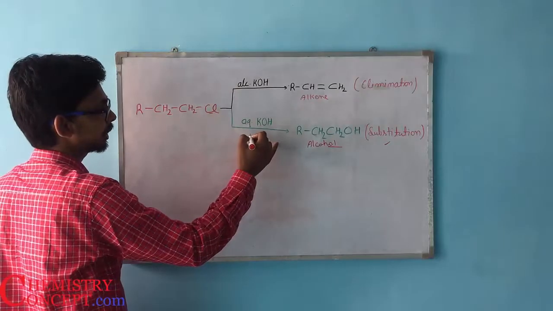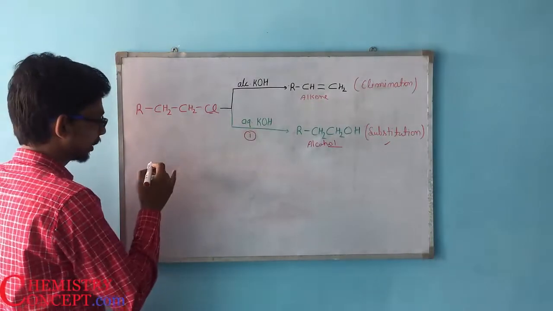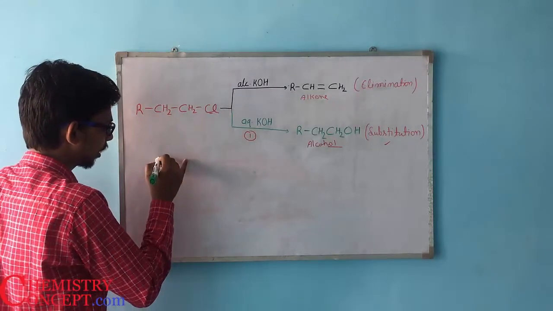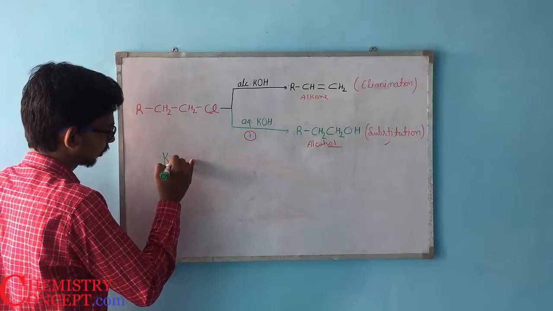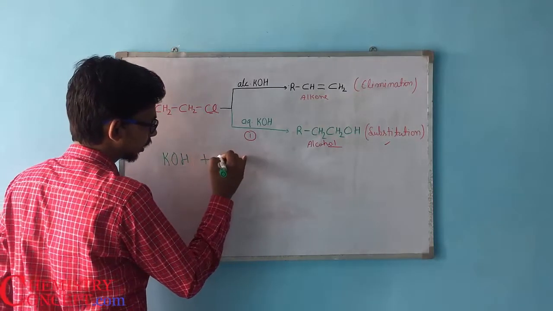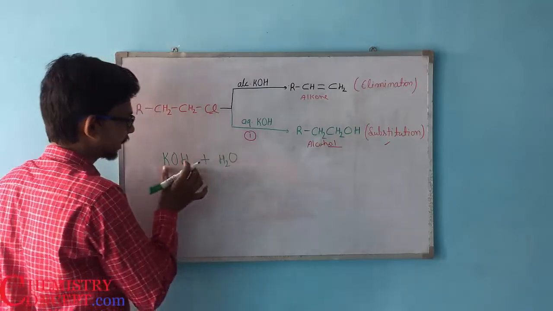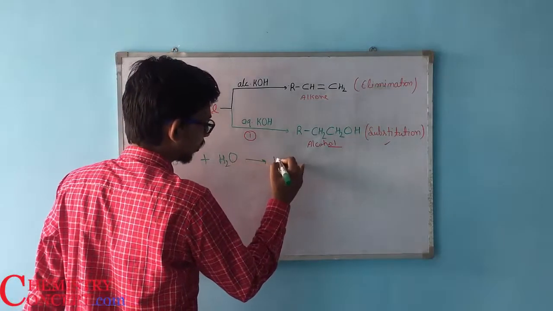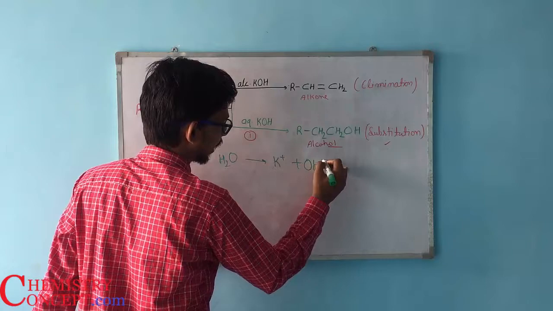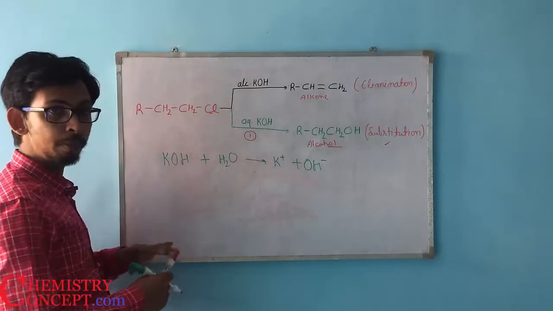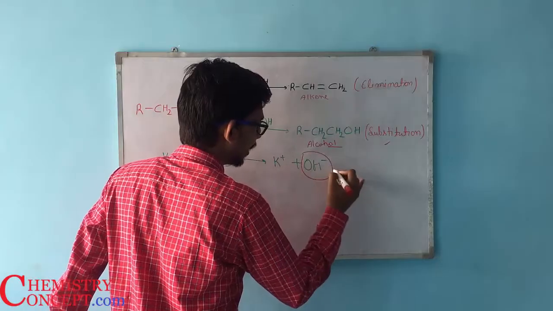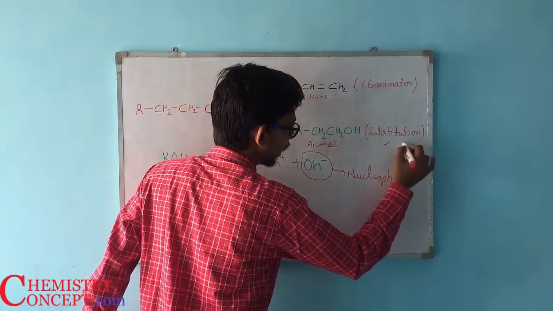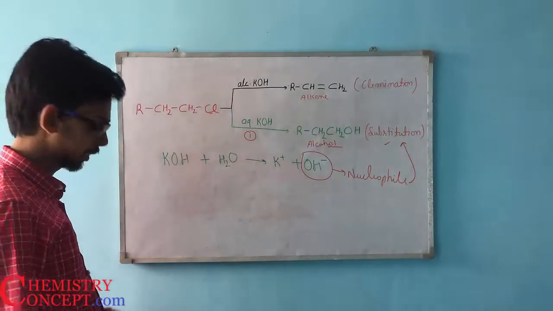If I talk about the first case, we have aqueous KOH. That means KOH is present with water. It's an ionic substance, and we are well aware that anything which is ionic dissociates in water. This will produce K positive and OH negative. This OH negative is formed, and this OH negative behaves as a nucleophile, and that's why the substitution reaction takes place.